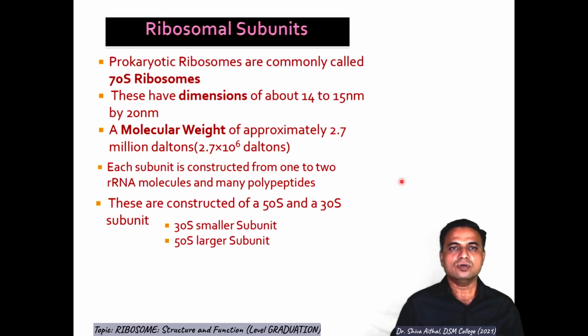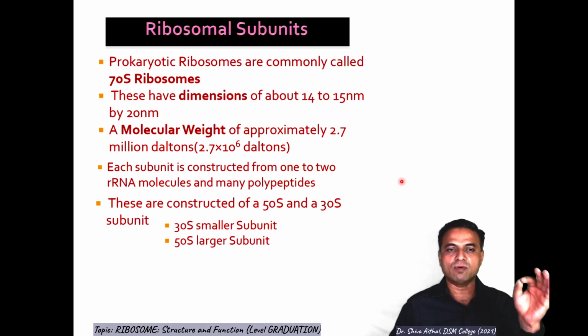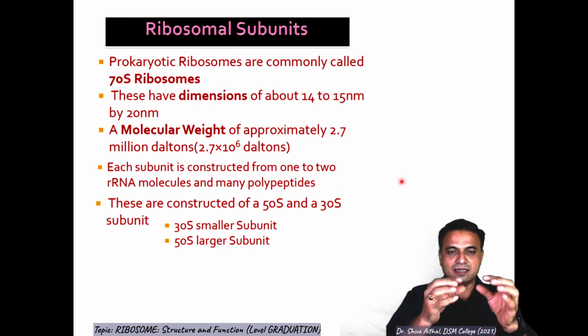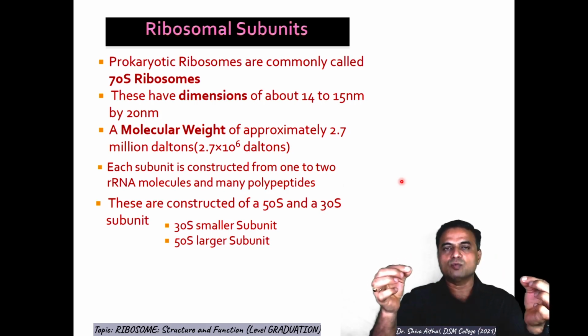Ribosomes in prokaryotes are commonly called 70S ribosomes. They have dimensions of about 14 to 15 nanometers in length and 20 nanometers in breadth. Molecular weight is approximately 2.7 million daltons. Each subunit is constructed from one or two RNA molecules and many proteins. As I said, what are this 30S and 50S? You open it and it will be a small RNA chain.